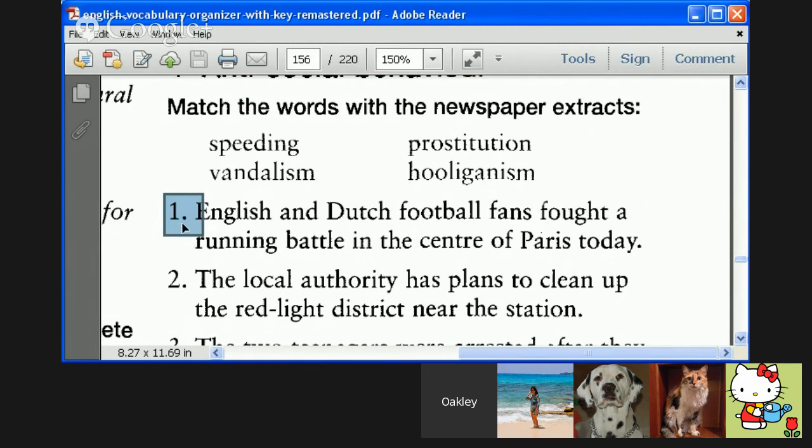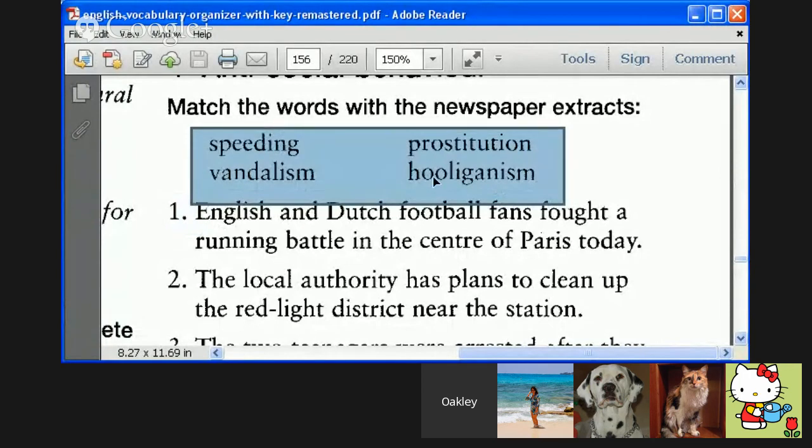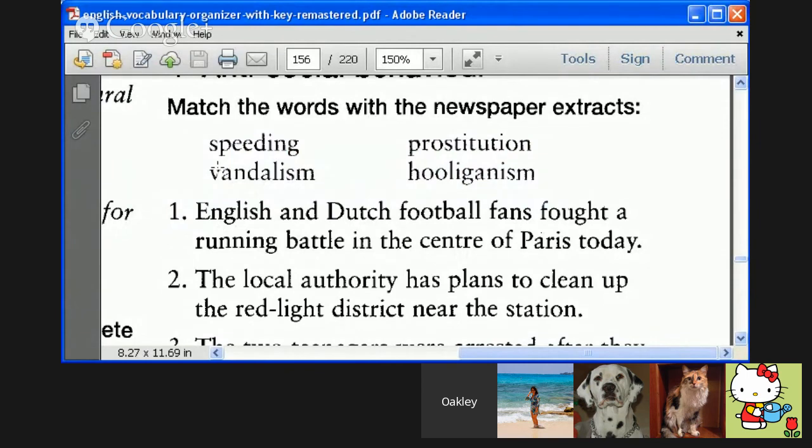English and Dutch football fans fought a running battle in the center of Paris today. Okay. What is that about? Vandalism. Maybe. There may have been vandalism involved, but that's not directly what they're talking about. No idea? Anybody else? Hooligan.